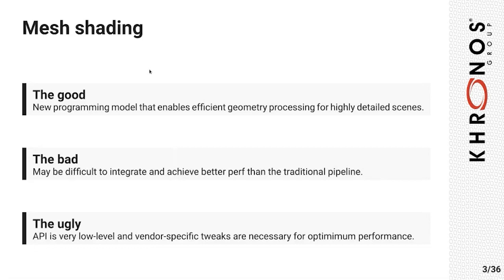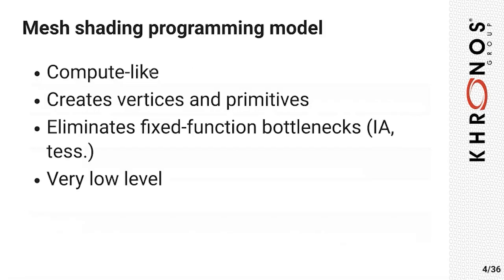Nice. Okay, so what is mesh shading? There are some good and some bad things here. The way to think about mesh shading is that it gives you a new programming model. This new programming model enables you to get efficient geometry processing if you have very high details in your scenes. By very high details, I mean lots of triangles and vertices. The bad part is that you have to pay more attention. It might be difficult to integrate into your existing systems, and it might also be difficult to achieve better performance. So it's not a silver bullet where you just use mesh shaders and automatically get better performance. It allows you to get better performance, but it's not something that you get automatically. So you might need vendor-specific tweaks, and you might need to follow some best practices.